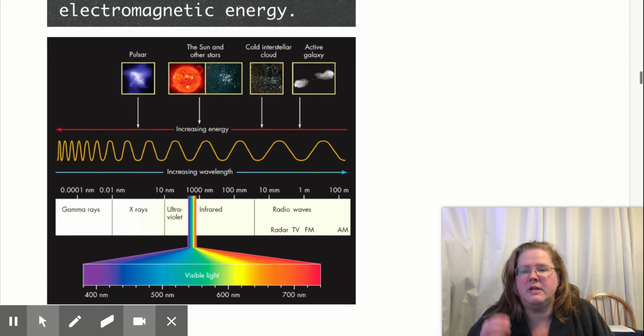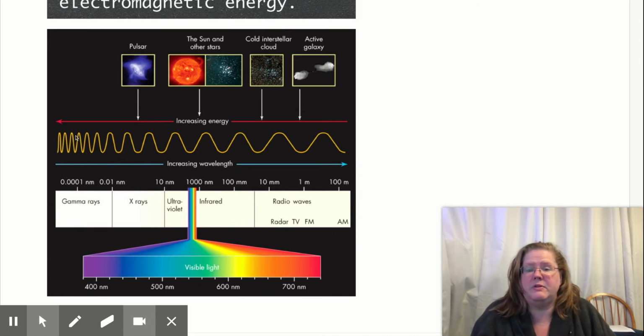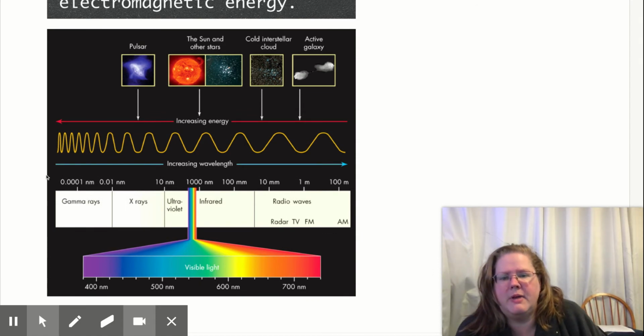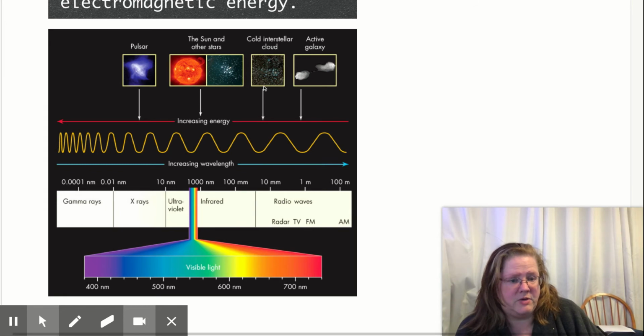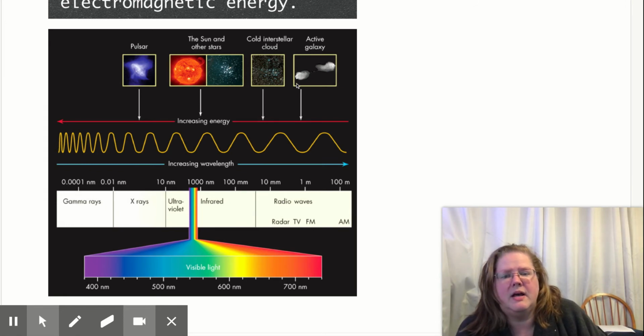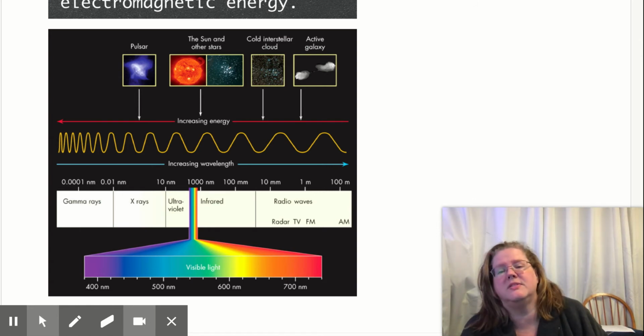And when we're looking at that energy that's being released, here is that whole electromagnetic spectrum. Pulsars we can see through X-rays. The sun, we can see invisible light. The stars, we can see invisible light. But we can also use radio waves. We have radio telescopes. You've learned about those. And active galaxies a lot of times are really loud. They are emitting a lot of radio waves.